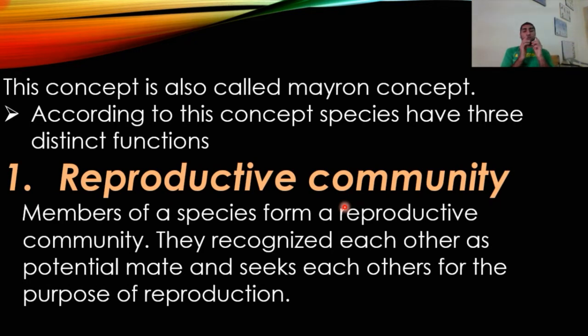So members of a species form a reproductive community. They recognize each other. The dog will recognize a bitch for mating. The donkey will recognize a female donkey for mating, and a male horse will recognize a female horse for its mating purpose. A male sparrow, Passer domesticus, will recognize a female sparrow for reproductive purpose. So species are reproductive units, they seek each other for the purpose of reproduction. Different species cannot interbreed with each other.